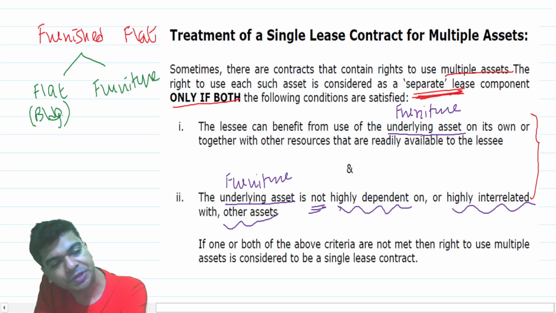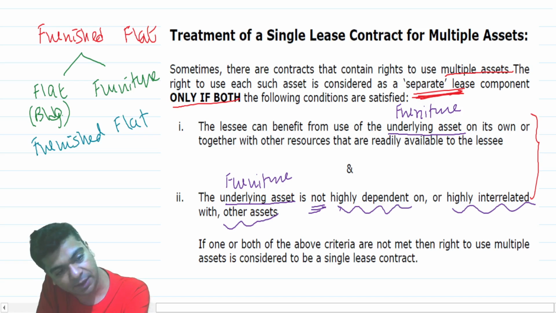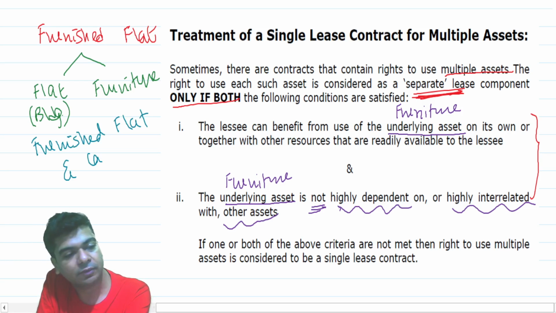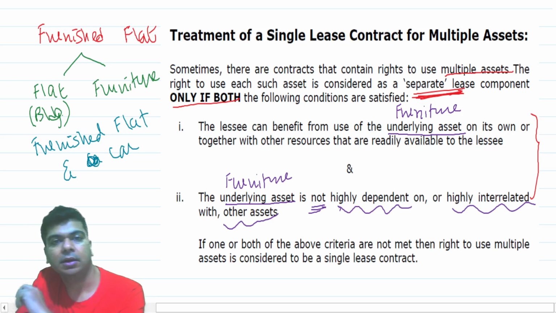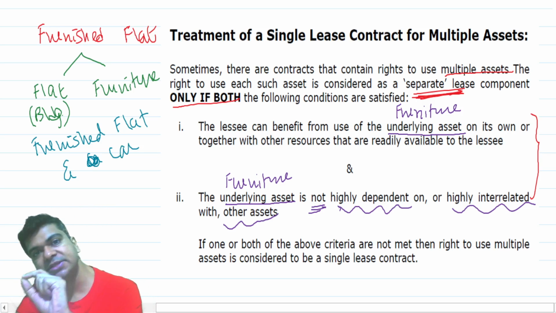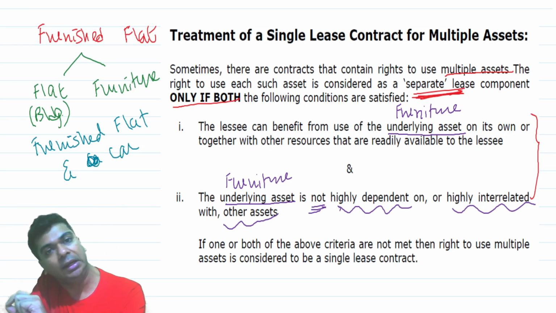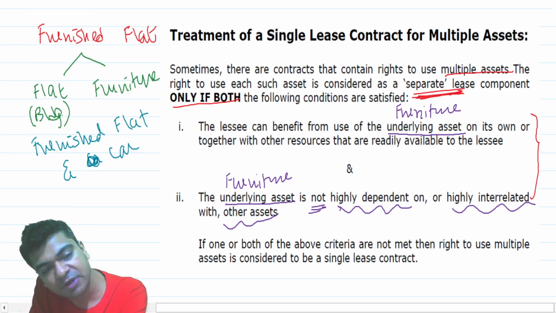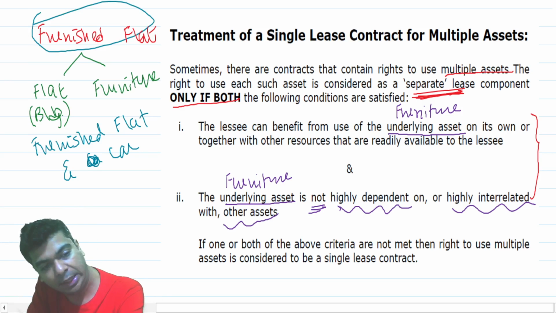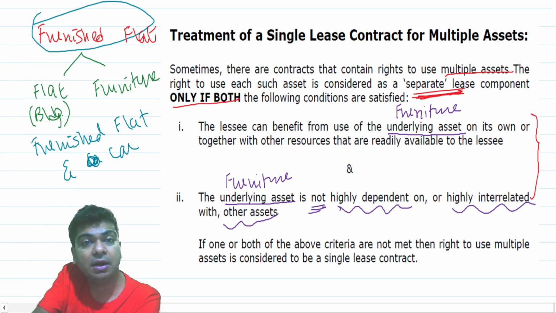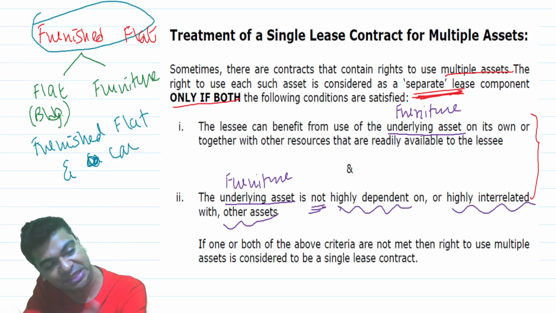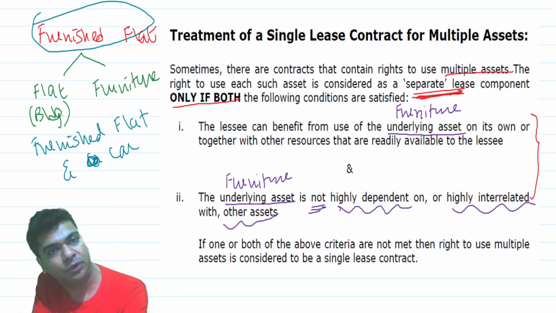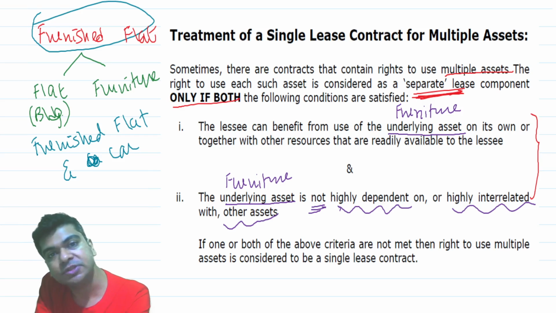You are having a lease contract for a furnished flat and a car. You are signing a single lease contract, and in that single lease contract, you are getting a furnished flat as well as a car. As far as the furnished flat is considered, we have understood that it is a single lease contract. But now compare the furnished flat and the car. What do you really say? Can we do separation this time?